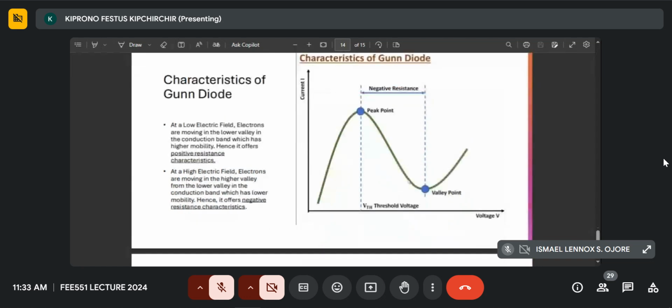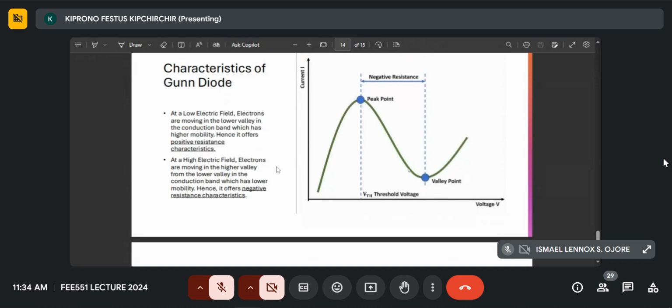So at high electric field, that means the threshold has been overcome. There, electrons are moving in the higher valley. You can remember that for electrons to move in the higher valley, the threshold needs to have been overcome, so it's anywhere beyond this point. So electrons are moving in the higher valley from the lower valley in the conduction band, which has lower mobility. Hence, it offers the negative resistance characteristics. Yeah, the V equals IR relationship.